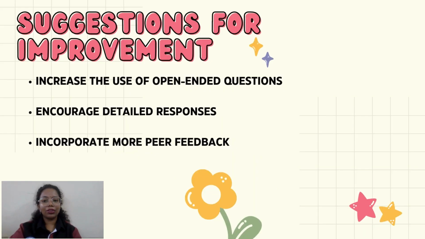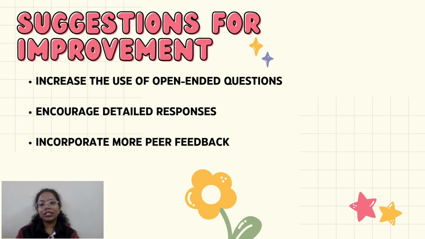So now let's have a look at the suggestions for improving the questioning strategies. First and foremost, increase the use of open-ended questions. We can discuss how these questions encourage critical thinking. Use open-ended questions more frequently in the classroom to help students develop language proficiency by explaining their answers in depth. This can encourage critical thinking and deeper responses.